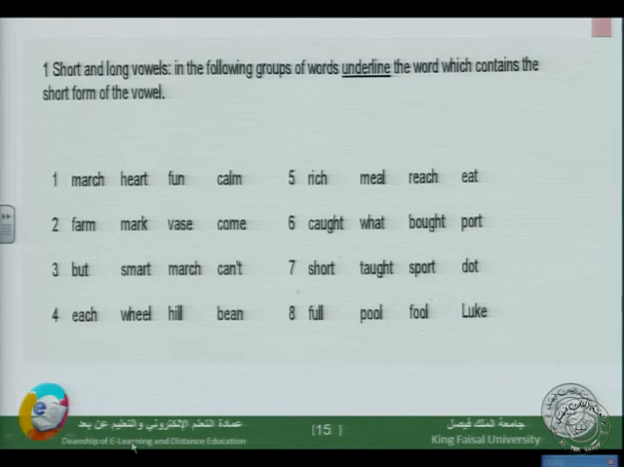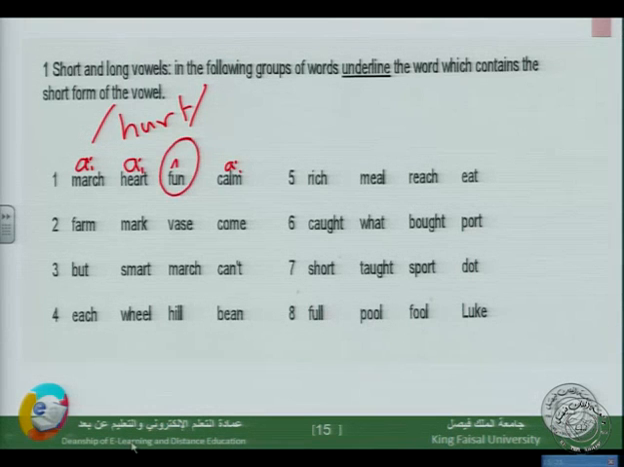The first one: march, hurt, heart. March, hard, fun, calm. All of them are long, not hurt. Hurt is written like this and means to cause pain, while heart, we say heart, means qalb. Calm. While fun, which one then? Fun is the correct answer. It has a short form of the vowel.